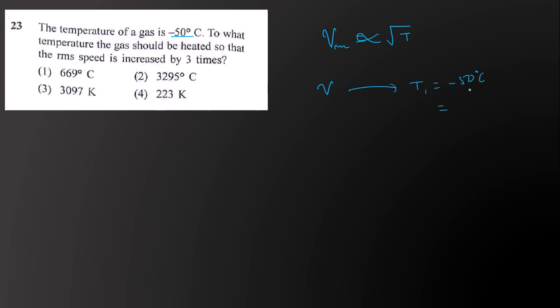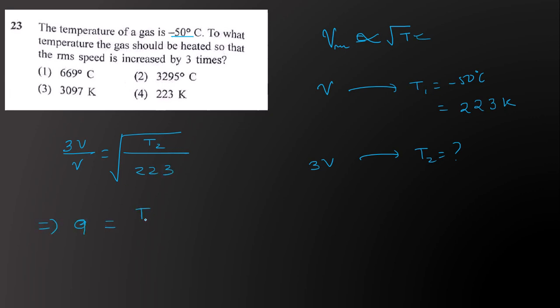If I convert this into Kelvin, because this is the absolute temperature, then what I get is 223 Kelvin, right? The question is, what should be the temperature if the RMS speed becomes 3 times the original one? Well, I will simply write down this ratio. It should be equal to square root of T2 over 223. I square both sides.